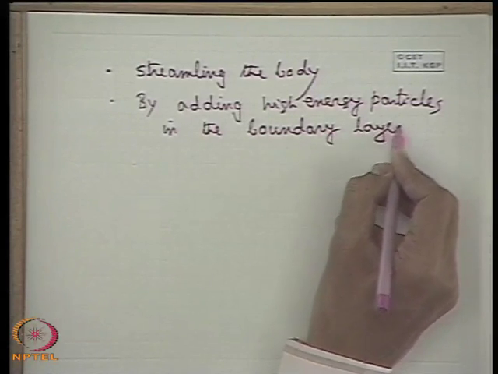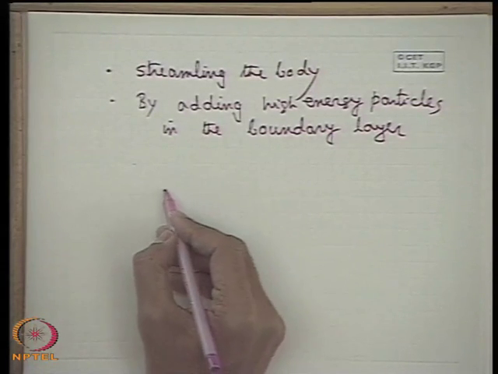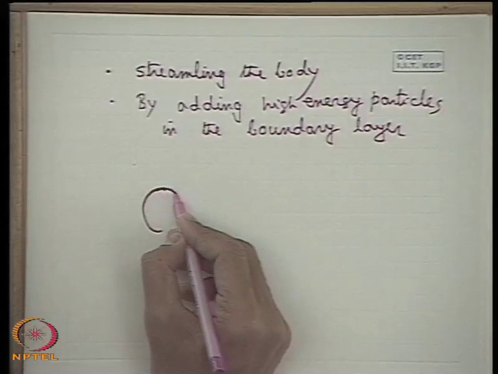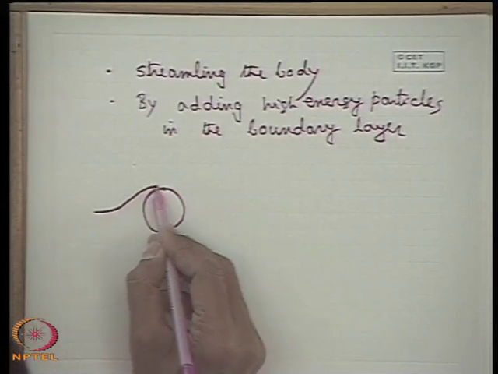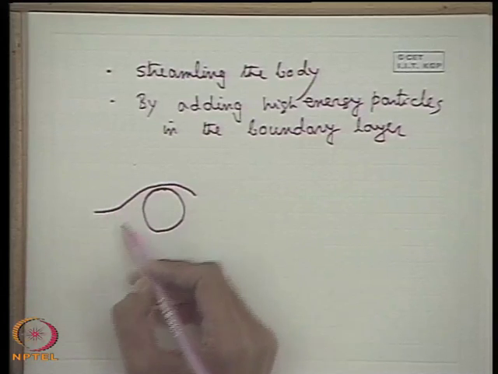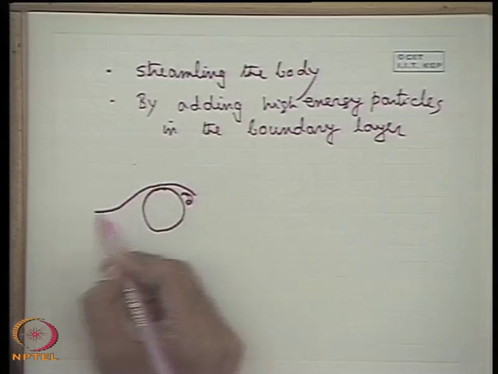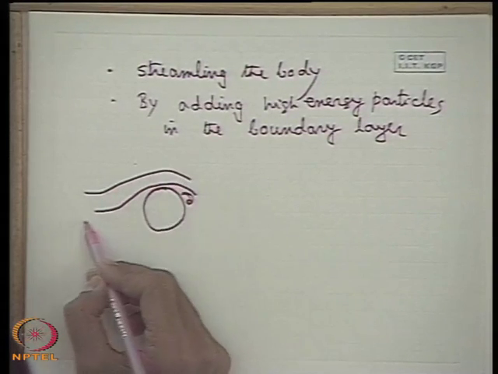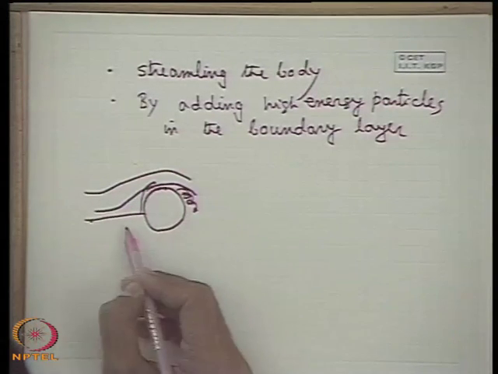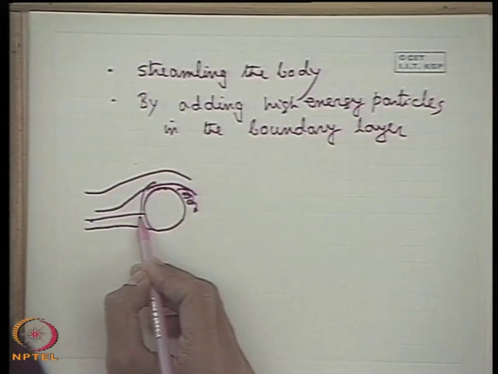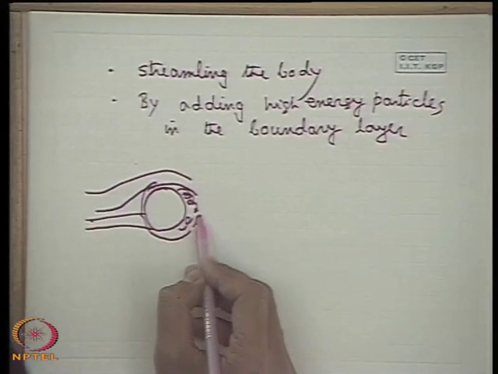Now, streamlining the body means, for example, a sphere. There is a boundary layer separation. So, what happens is that the boundary layer forms and there is a separation. That means, if the fluid flows like this, the boundary layer starts forming like that and there is a separation.